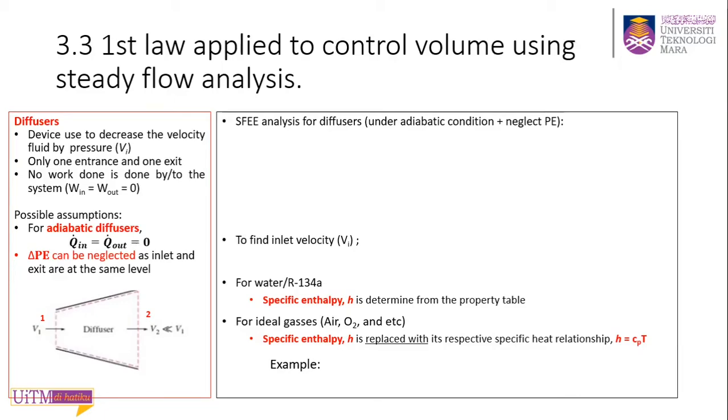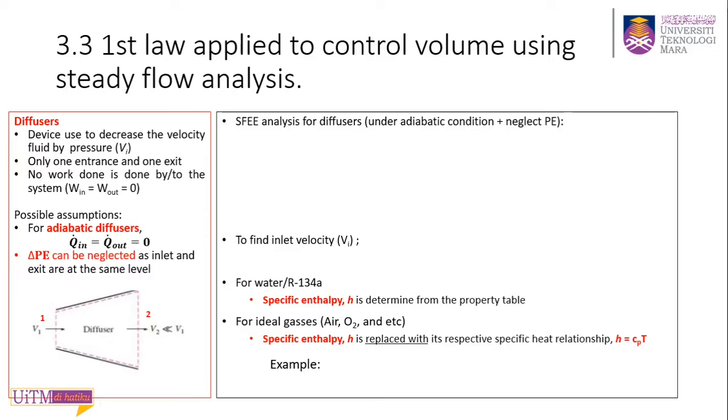Diffusers are used to decrease the velocity of fluid by increasing its pressure. Basically, diffusers are the opposite of nozzles, and like nozzles, there are no work interaction for diffusers, meaning that work input and work output can be neglected from the steady flow energy equation. Other possible conditions are diffusers can also be adiabatic, and depending on the question, potential energy can often be neglected. The figure given is the schematic diagram for a diffuser.